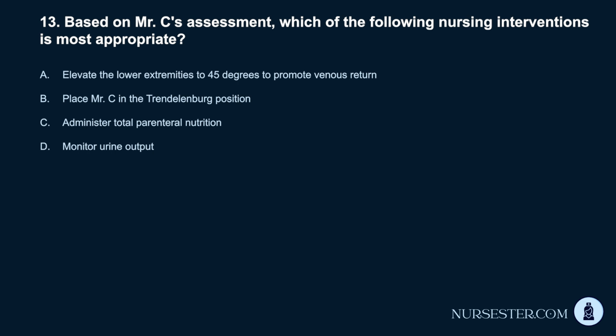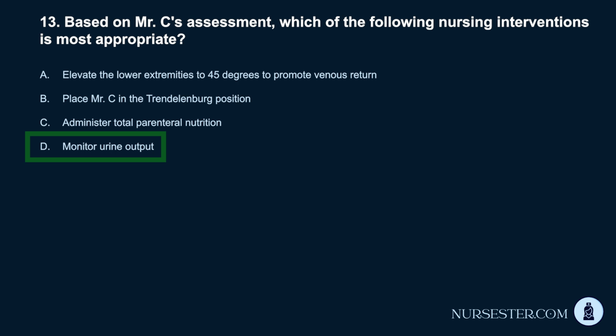13. Based on Mr. C's assessment, which of the following nursing interventions is most appropriate? A. Elevate the lower extremities to 45 degrees to promote venous return. B. Place Mr. C in the Trendelenburg position. C. Administer total parenteral nutrition. D. Monitor urine output. Correct answer: D.